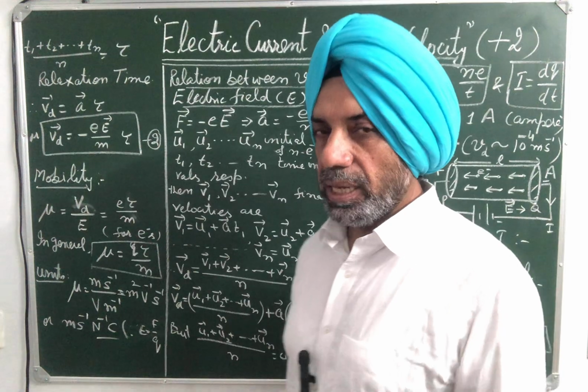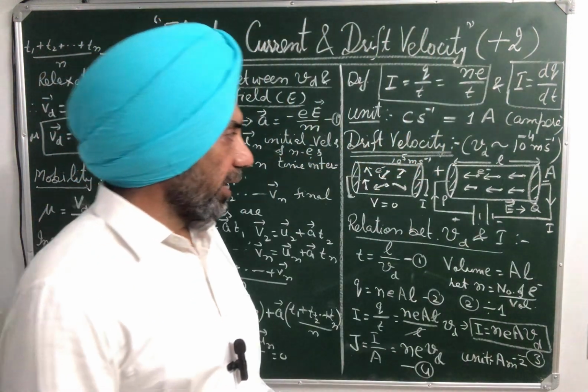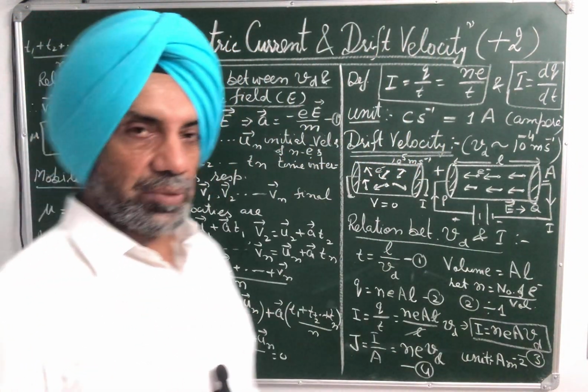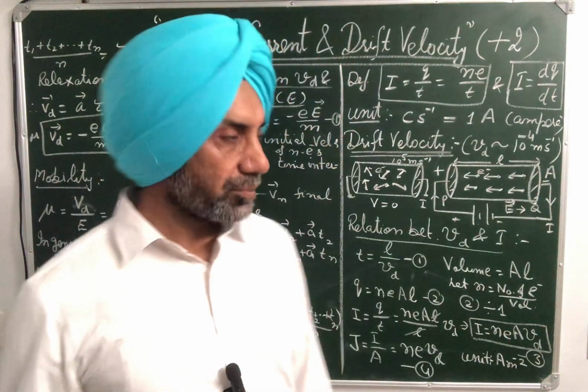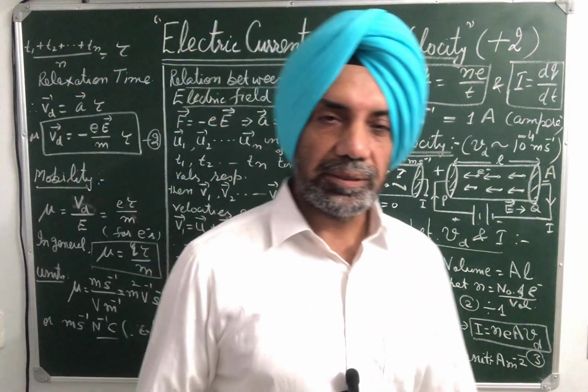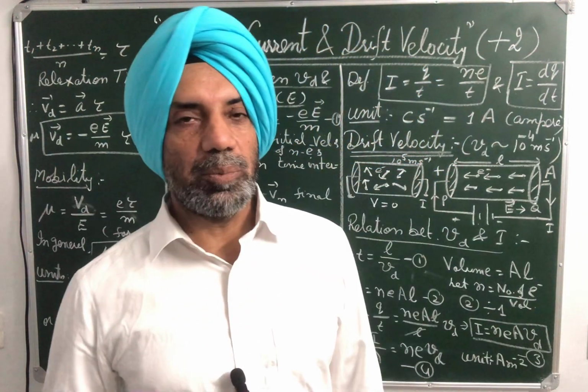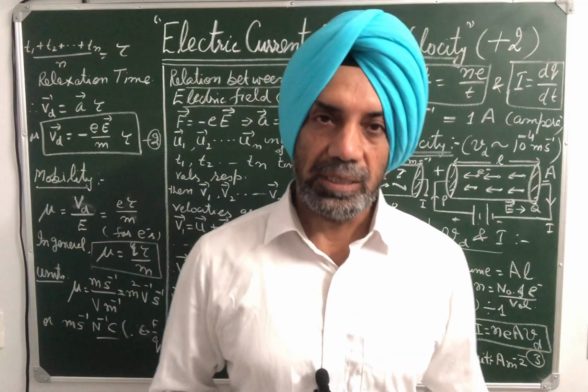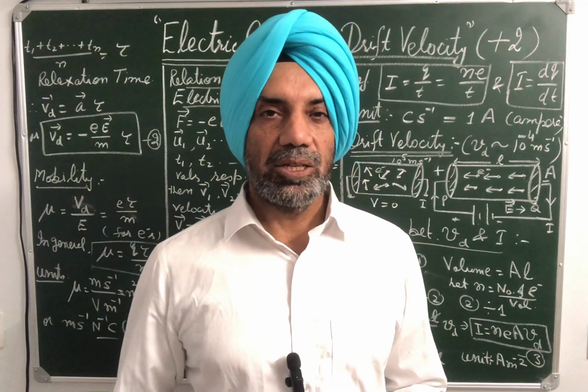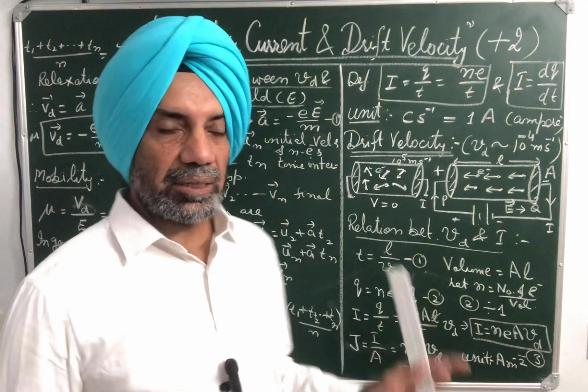So this is all about electric current, units of electric current, drift velocity, relation between drift velocity and electric current, relation between drift velocity and electric field, as well as the definition of mobility of charged particles. So this is all about today's topic.